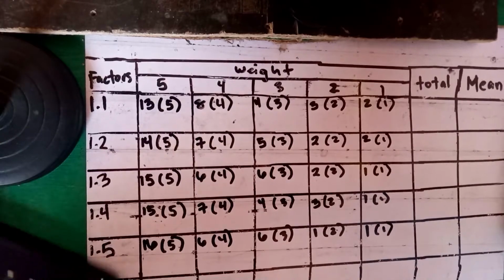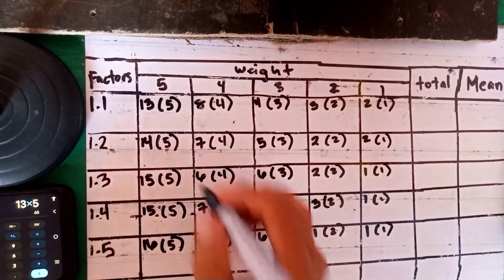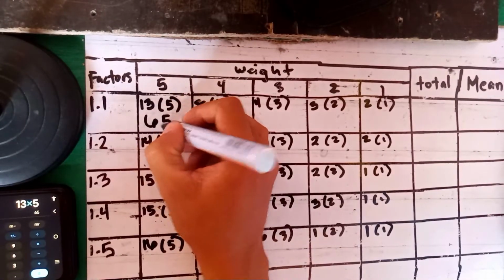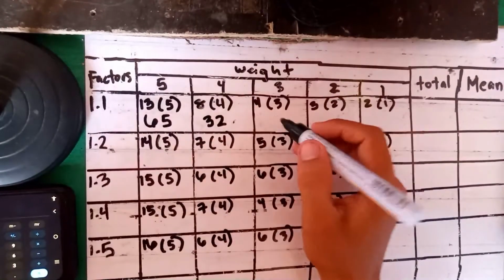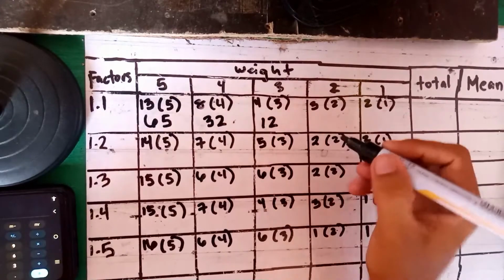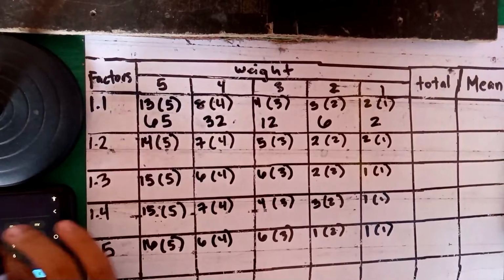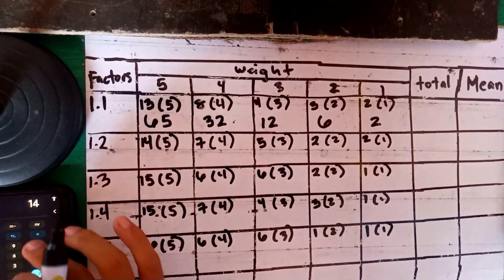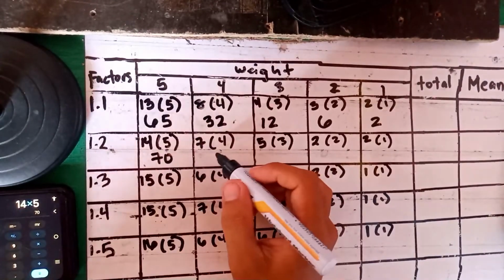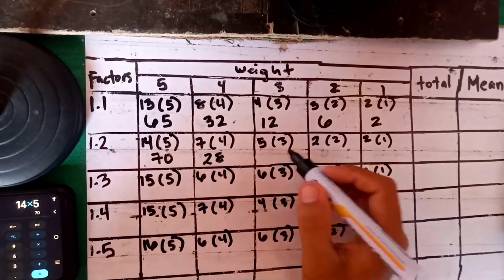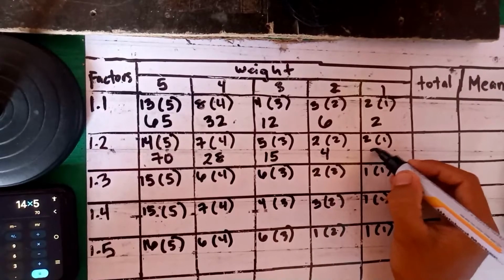So what will happen there is 13 times 5. 13 times 5 is equal to 65. 8 times 4 would be 32. 4 times 3 would be 12. 3 times 2 would be 6. 2 times 1 would be 2. 14 times 5, we have 70. We have 7 times 4, that is 28. 5 times 3, 15. 2 times 2 is 4. 2 times 1 is 2.